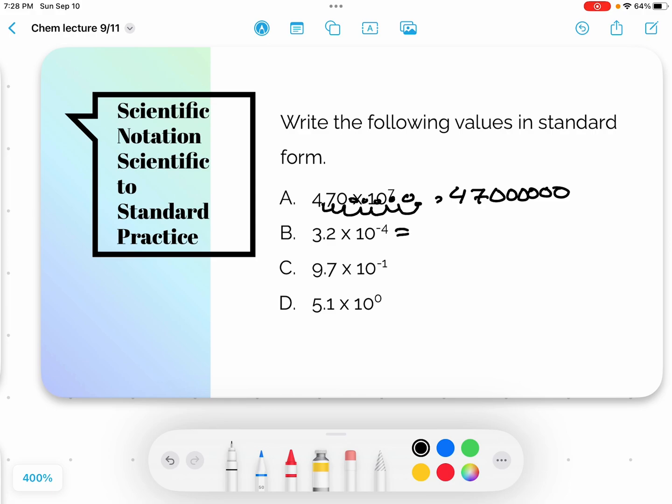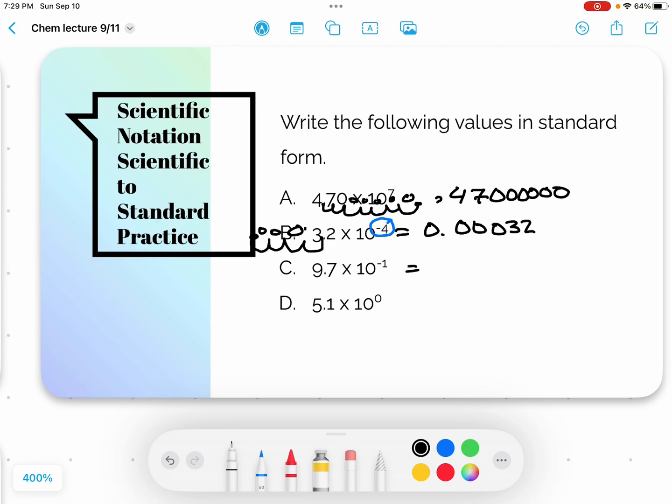All right, 3.2 times 10 to the negative 4th. Well, I have a negative number as my exponent. That means I'm going to have a smaller number, so I'm going to move it to the left. So I'm going to go 1, 2, 3, 4. Place my decimal point. Everybody else gets a 0. So it would be 0.00032.